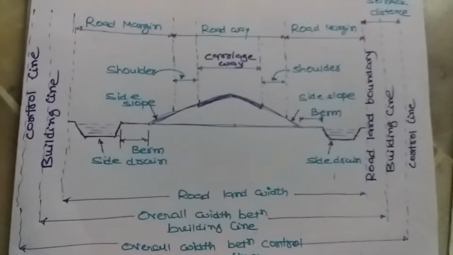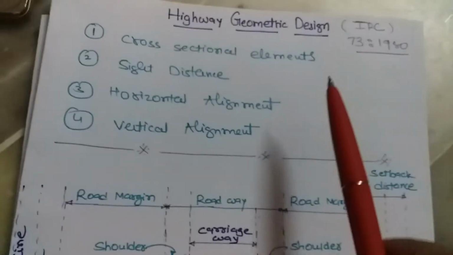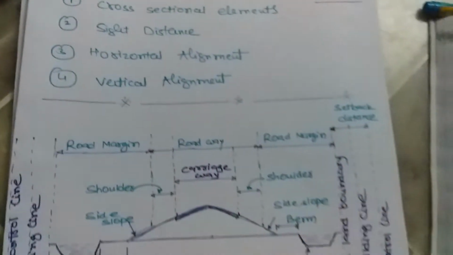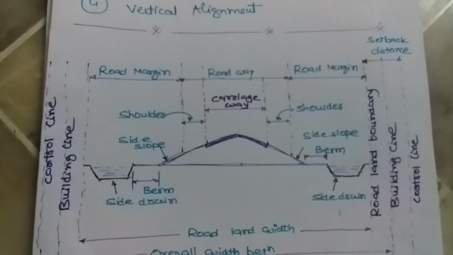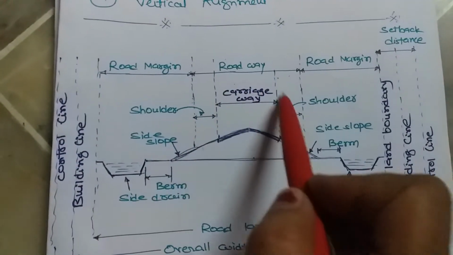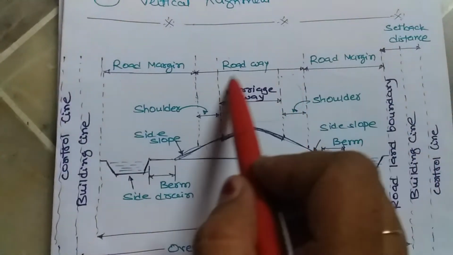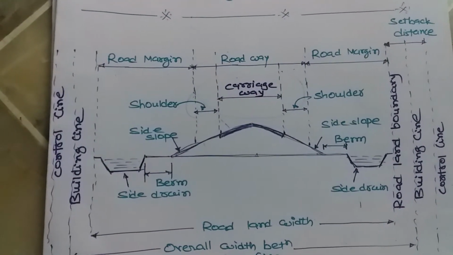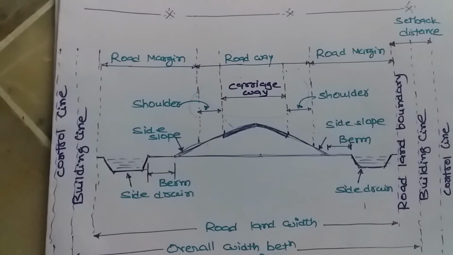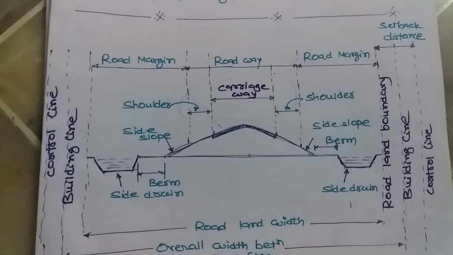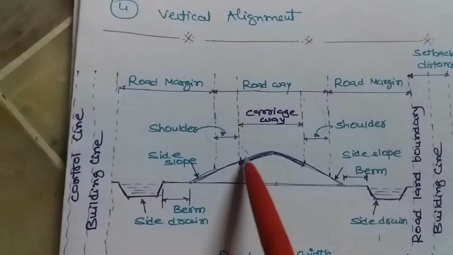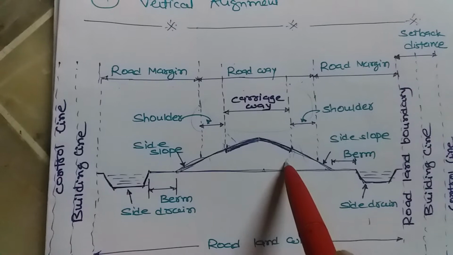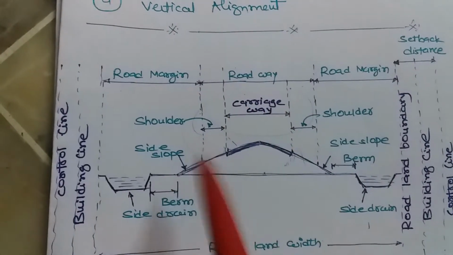You can also see in the code which I previously mentioned, IRC 73/1980. Now another element is carriageway. This is the center portion. Okay, center portion carriageway. The portion of roadway constructed for movement of vehicular traffic is called carriageway, pavement or crust. Meaning where vehicles move, where vehicular traffic is permitted, is called a carriageway.